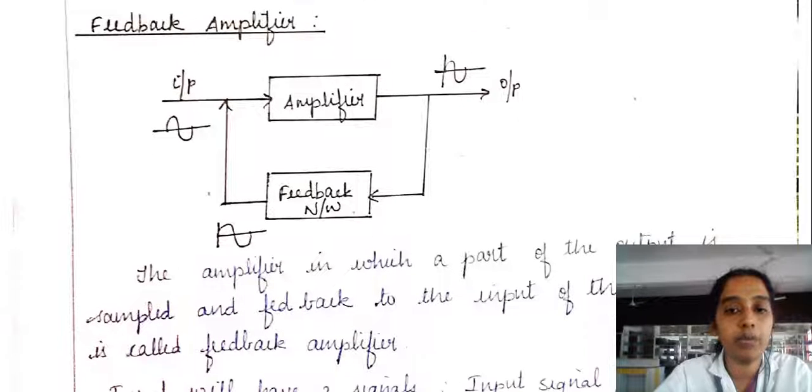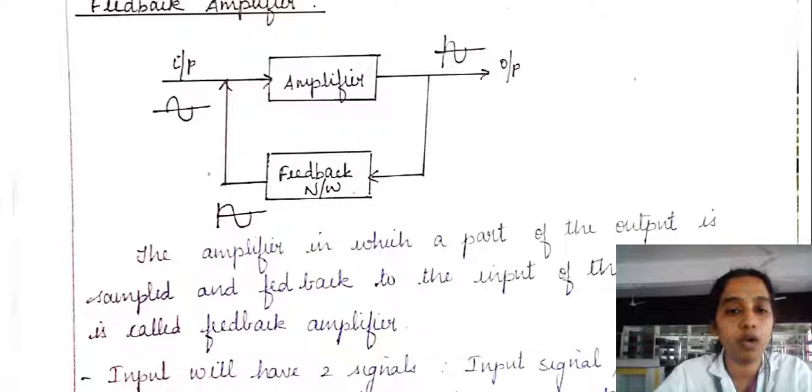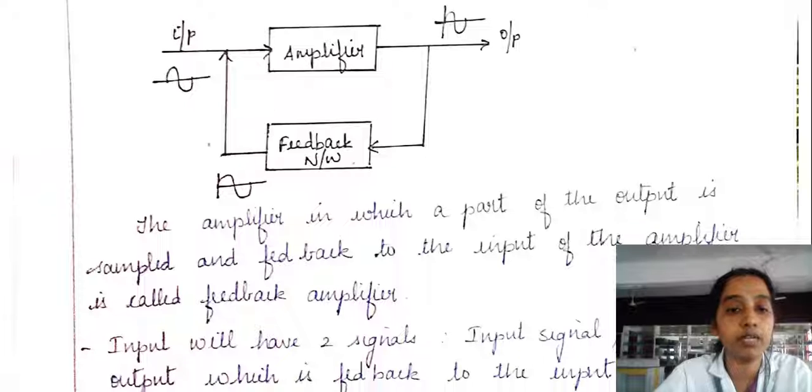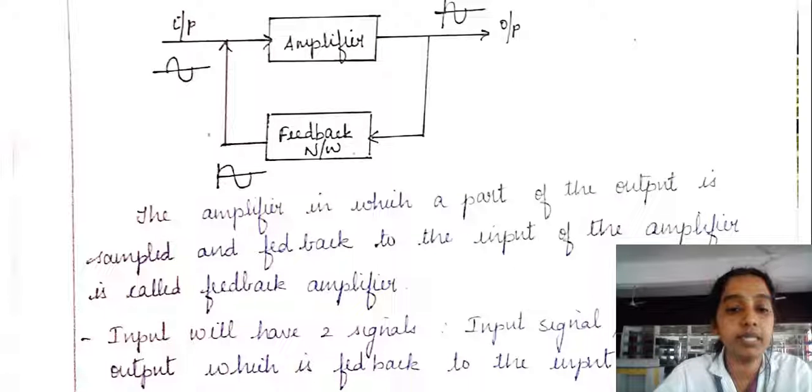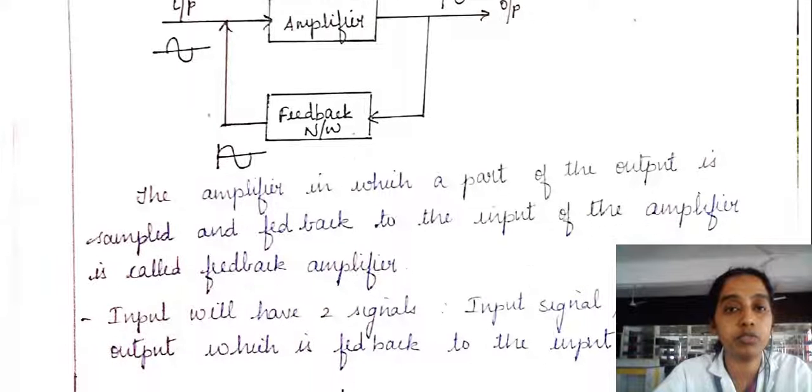So, we are able to strengthen the output of the signal by using this feedback. So part of the output is being sampled or given back to the input of the amplifier. So this part of the output which is fed back to the input is called feedback amplifier. So hence at the input we have two signals, input signal, and part of the output signal which is fed back to the input.